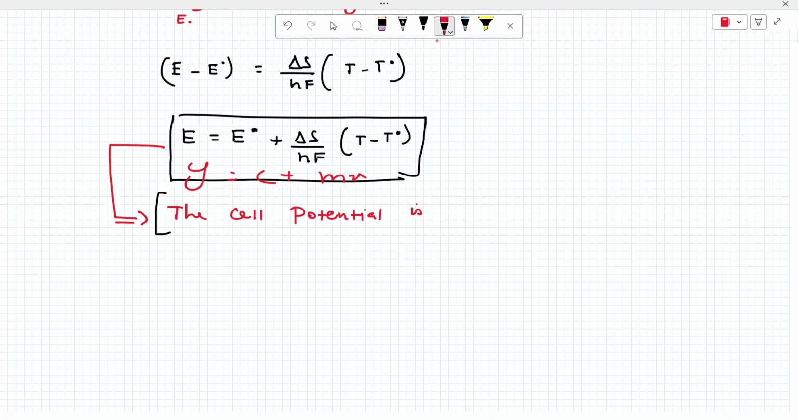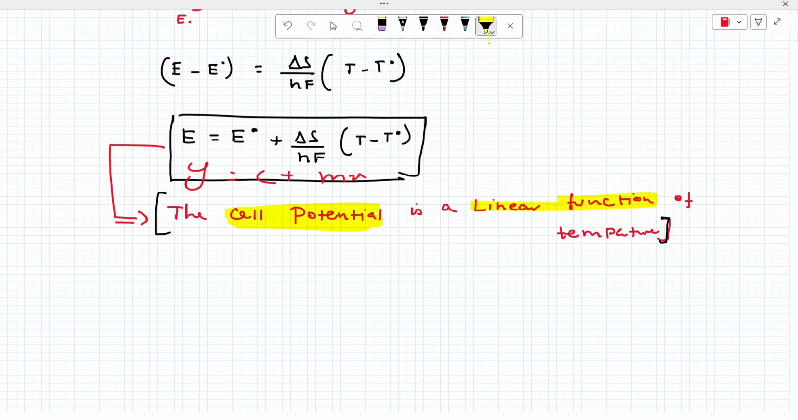The cell potential is a linear function of temperature. Very important statement. They will ask a direct theory-based question. Please note: cell potential is a linear function of temperature. Noted. Please note.